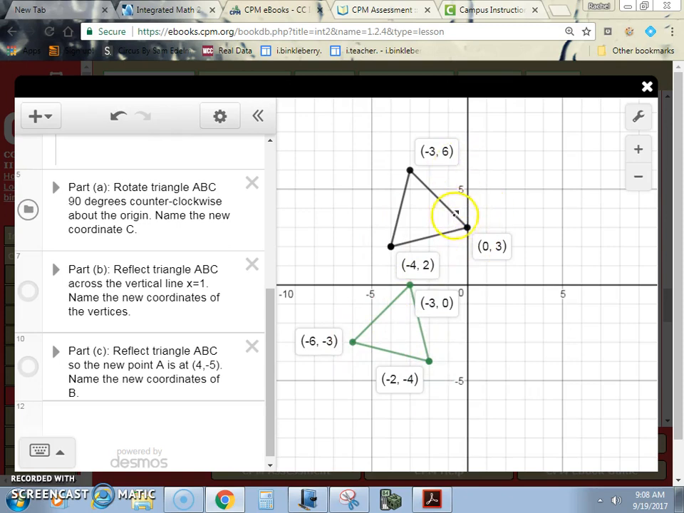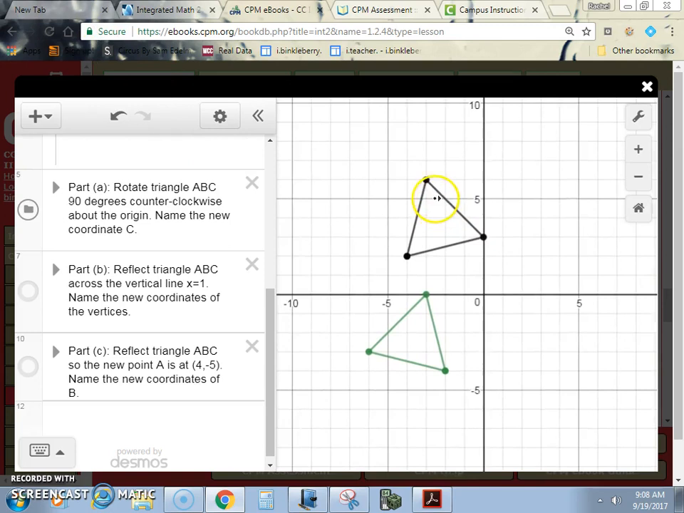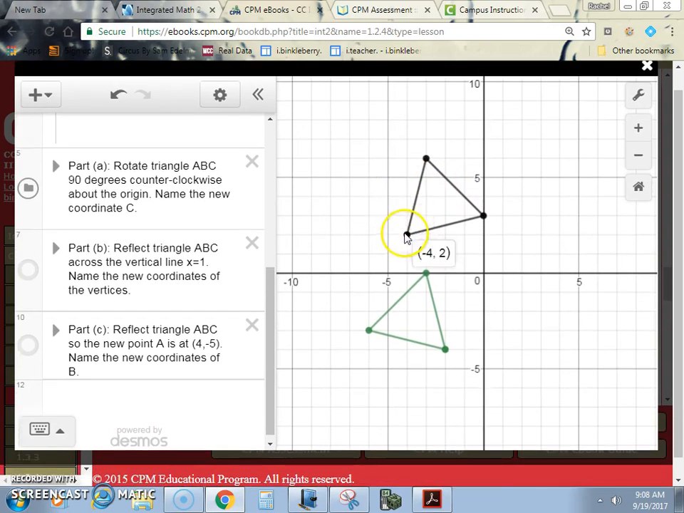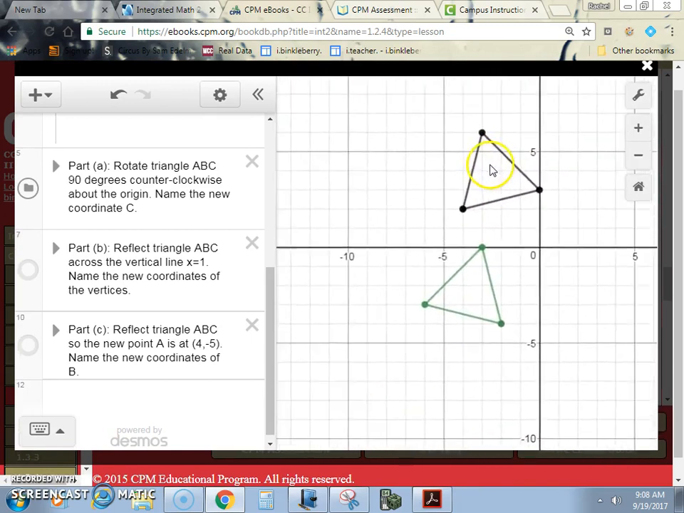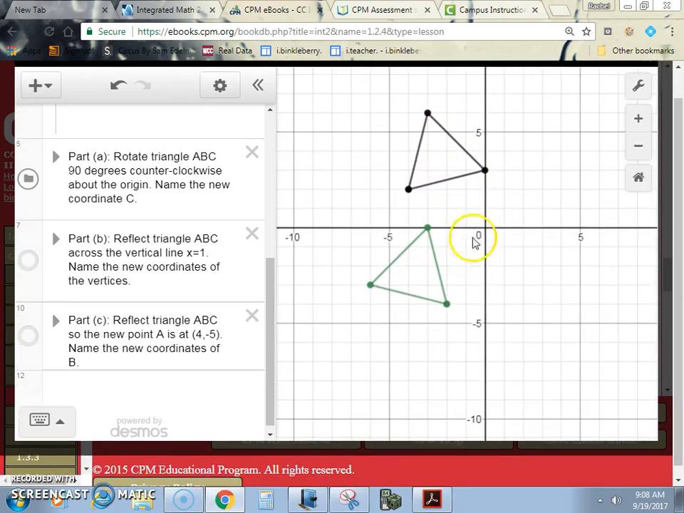But if you rotate it counterclockwise, was it 90 degrees? 90 degrees counterclockwise, we're going from this triangle to this triangle, like rotating it that way, about the origin right here.